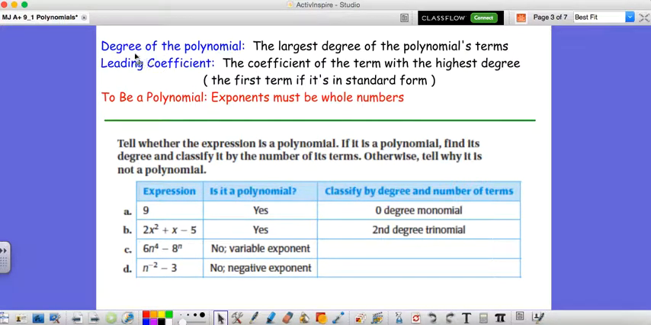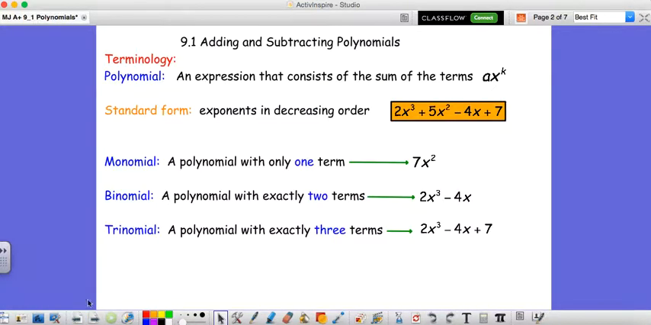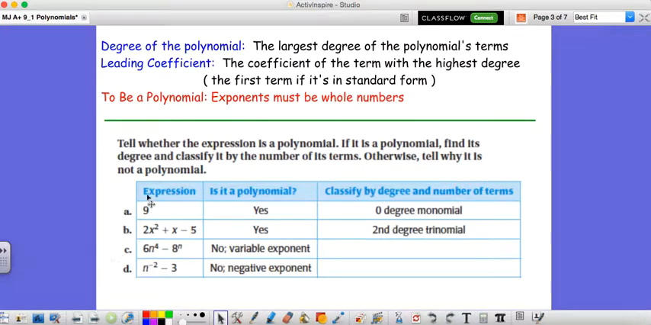If we want to know what the degree of a polynomial is, that's simply the largest degree of the polynomial's terms. If it's written in standard form, it's just the degree of the first term. So looking back here, the degree of this polynomial is 3. The degree of this polynomial is also 3. Here the degree of this polynomial is just 2. The leading coefficient is the coefficient of the term with the highest degree, so it's the number out in front of the highest degreed x or variable that you have.